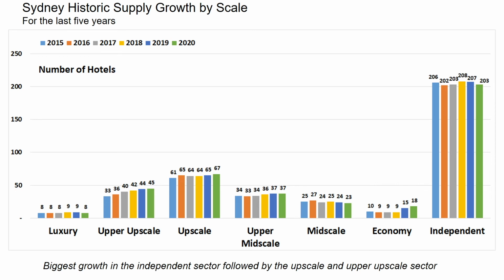But here we can also see that there's a big difference between the biggest category and the next biggest category. Because for example in 2019 the independent hotel category had 207 hotels, but the next biggest category, the upscale category, only 65. So there's a big difference between these big categories when it comes to number of hotels.